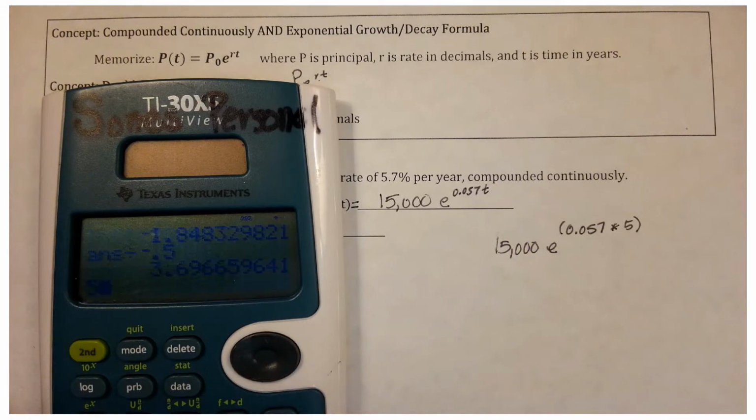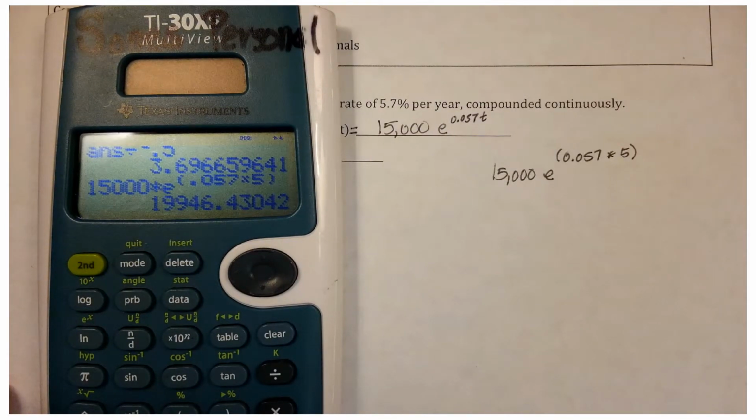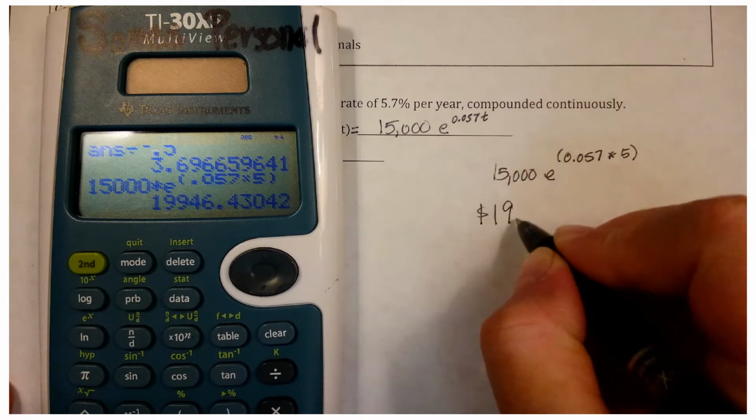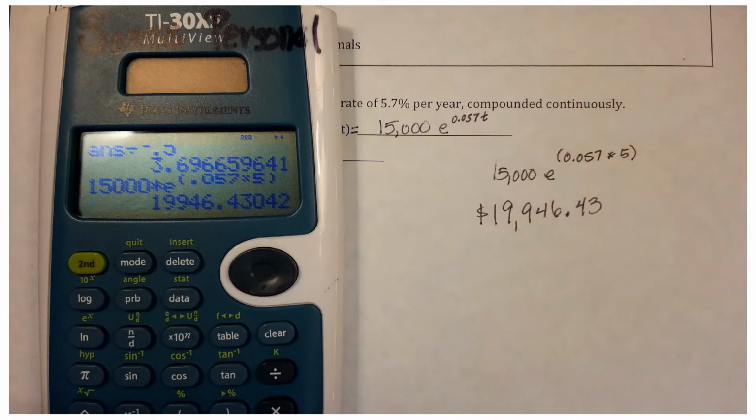So we have 15,000 times E, parentheses, 0.057 times 5. Okay, I don't know if you can see that. There we go. So our money amount that we have here is $19,946.43.